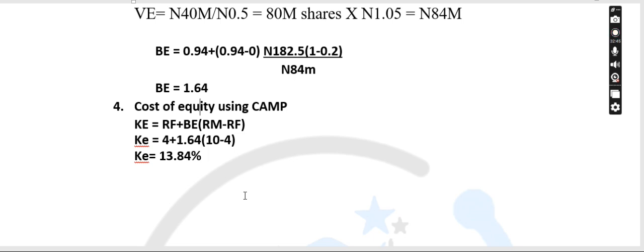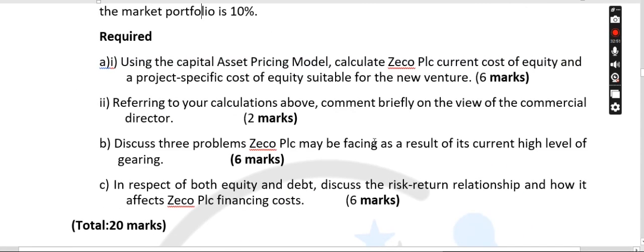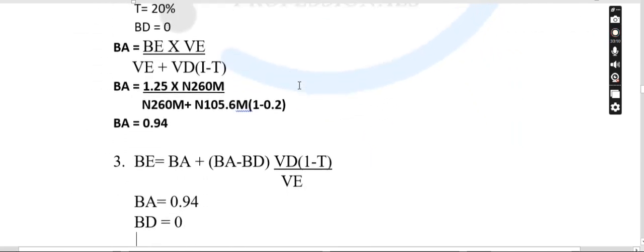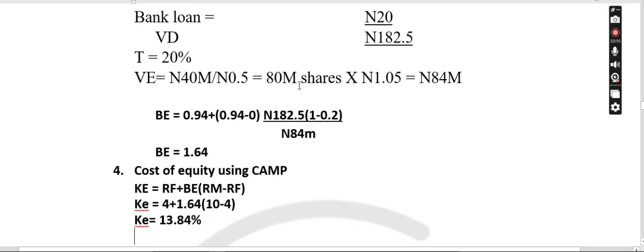You can see we will stop at this part. We will not do step 5. You know why? Because the question asks for a project specific cost of equity. If it had said project specific cost of capital, we would have included the weighted average cost of equity. Don't forget that this project specific cost of equity has included both the financial risk and the business risk. Class, are we still there? Are we good?